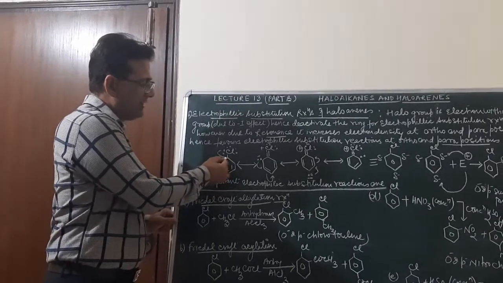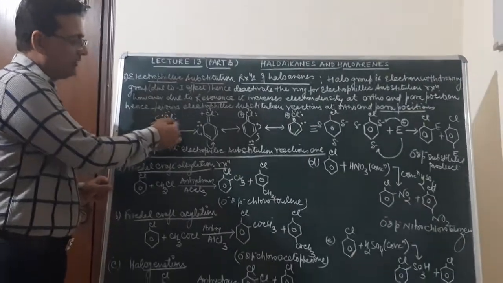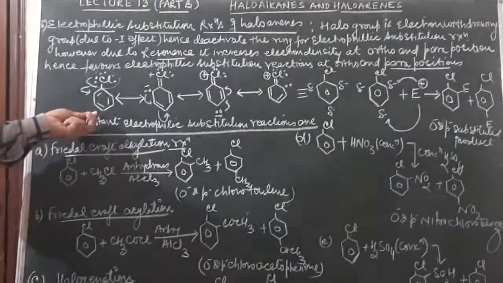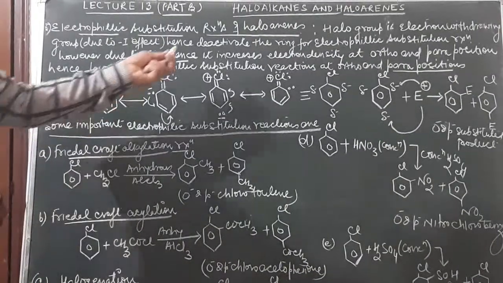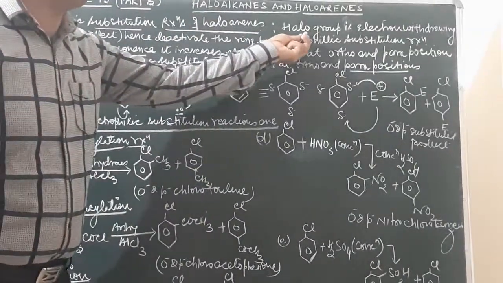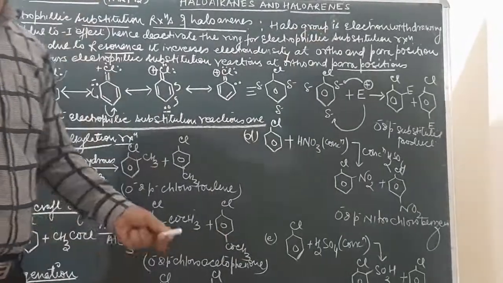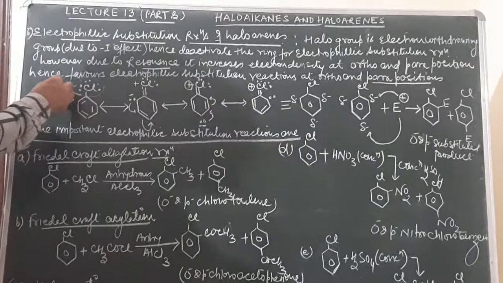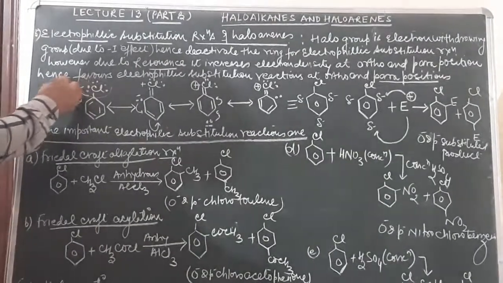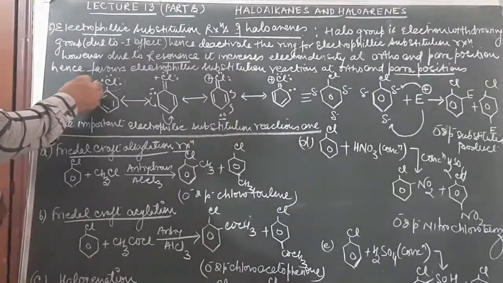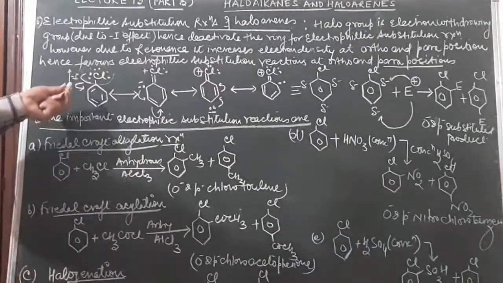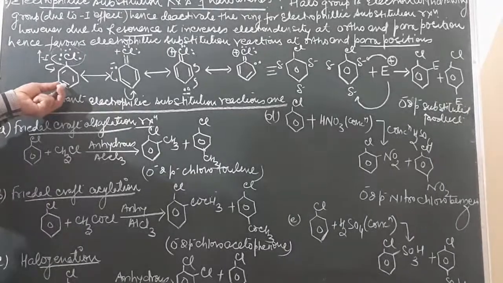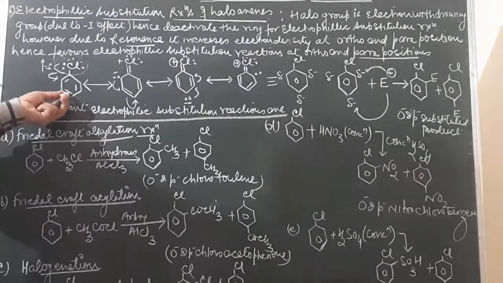That is, on the benzene ring the halo group is present. So how does it affect the electrophilic substitution reaction? We have discussed this in class 11. Just for your recapitulation, the halo group is an electron withdrawing group. Why? Due to the minus I effect. And hence, being an electron withdrawing group, it deactivates the benzene ring for the electrophilic substitution reaction.